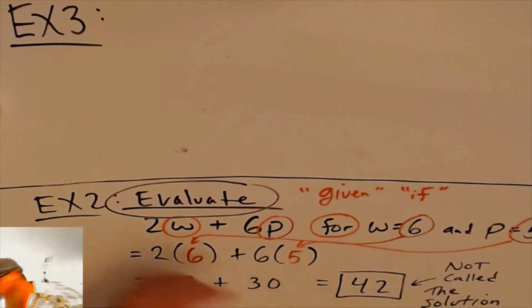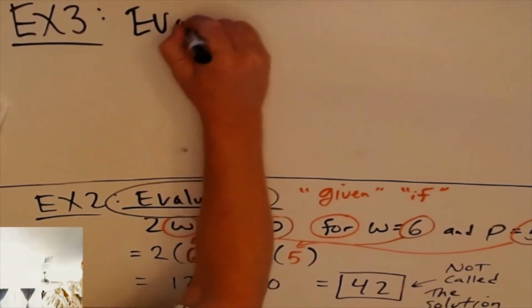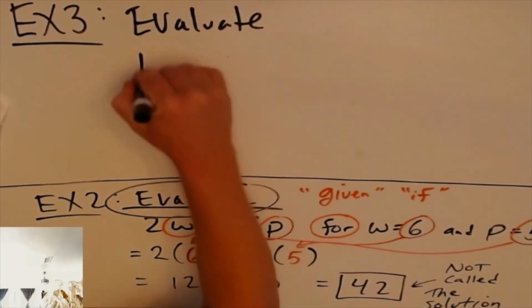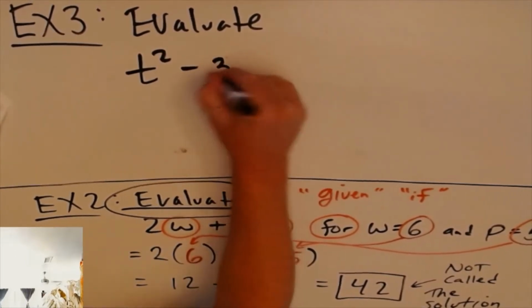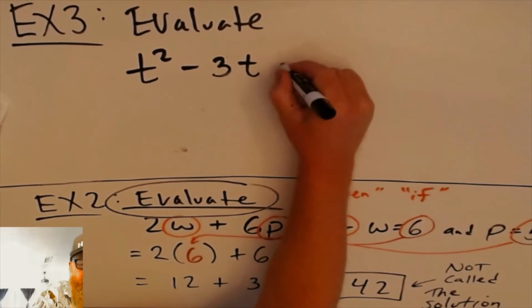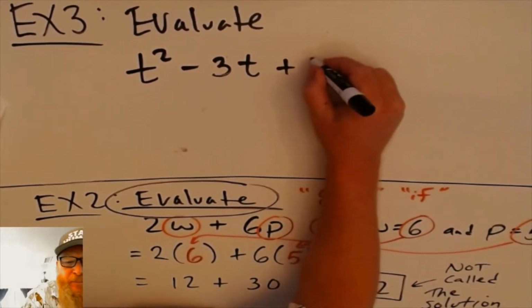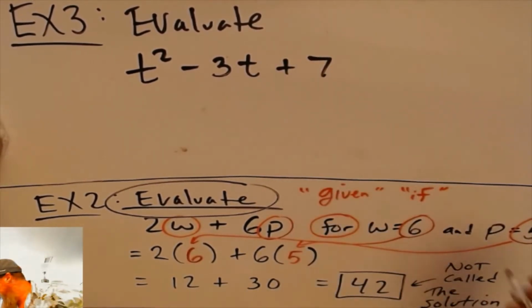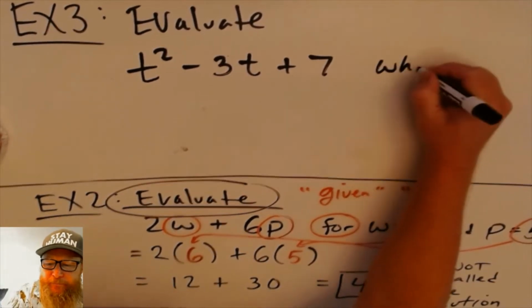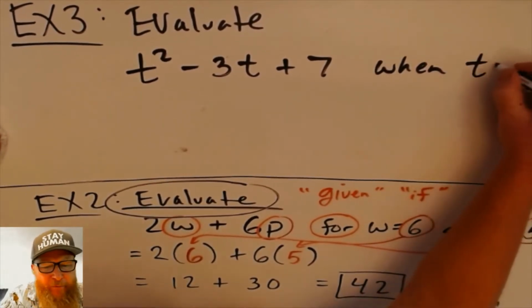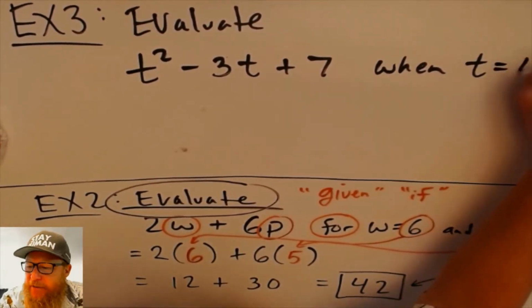All right, they get a little worse. Evaluate t squared minus 3t plus 7. This is back to just having one variable when t is 4.